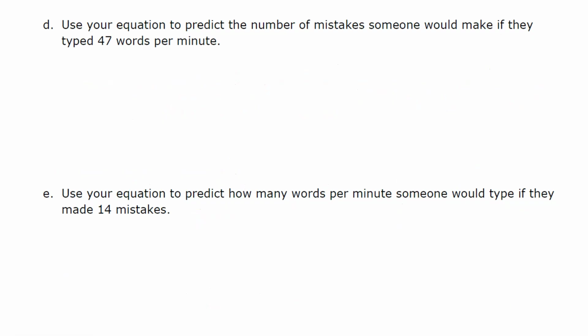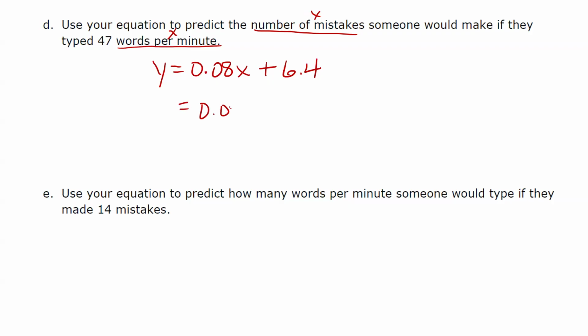Now we can use our equation to make predictions. So if our equation is y equals 0.08x plus 6.4, and we want to know the number of mistakes someone would make if they typed 47 words per minute, well, we know words per minute is the x, and we know the number of mistakes is y. So we're trying to find y when we're given x. So this will be 0.08 times 47. Oh, that shouldn't be a plus then. Or equals, that should be a plus.